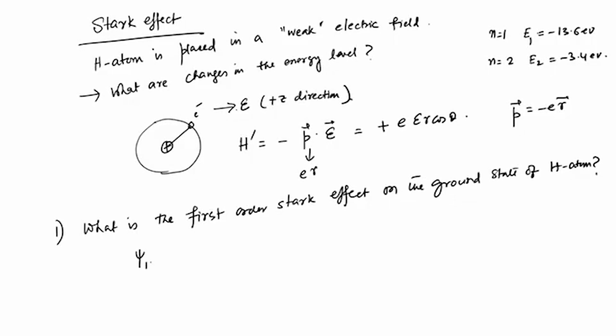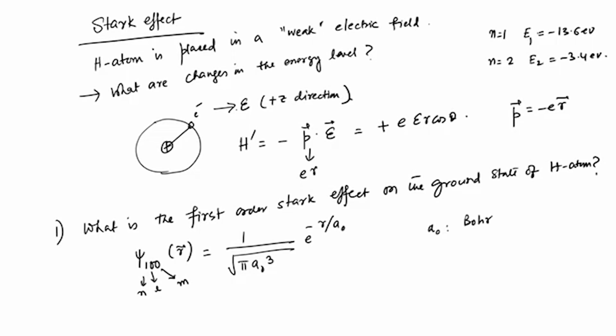So, what is the ground state of hydrogen atom? It is called the 100 state, where this is the n index, the first one, and then there is the l index, and then the m index. So, n equal to 1 means l can only take value 0, and if l is equal to 0, m equal to 0, that is the ground state, which has this energy, minus 13.6 electron volt. And this is nothing but 1 over root pi a naught cube, e to the power minus r over a naught, where a naught is called the Bohr radius, having a value very close to 0.5 angstrom and so on.